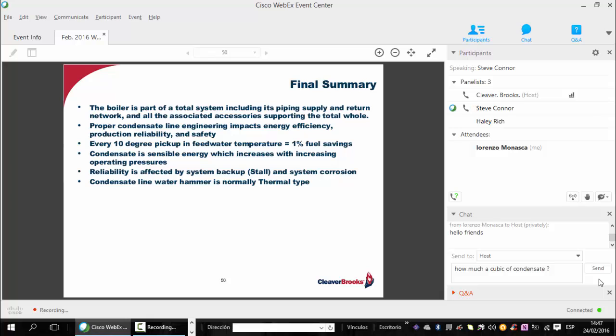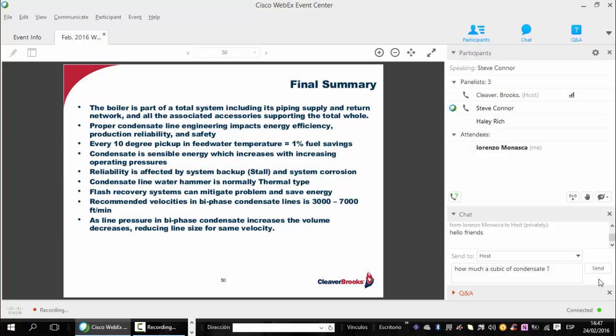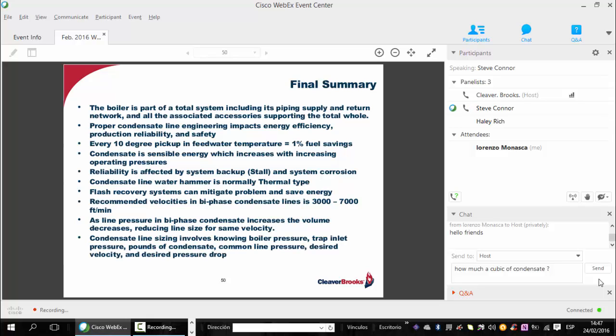Condensate line water hammer is normally thermal type. Flash recovery systems can mitigate the problem and save energy as far as water hammer is concerned, but saving energy in the process is equally important. Recommended velocities in biphase condensate lines is between 3,000 and 7,000 feet per minute. As line pressure in biphase condensate increases, the volume decreases, reducing line size for the same velocity.